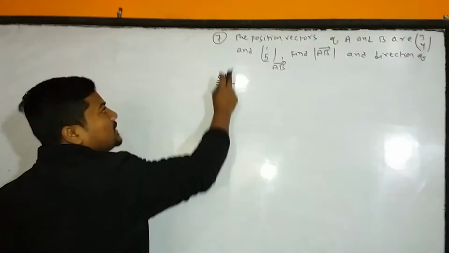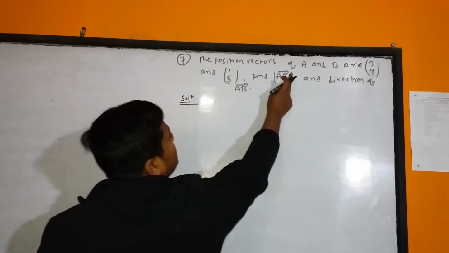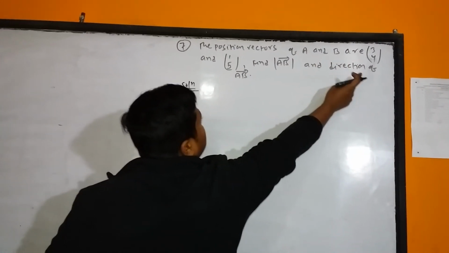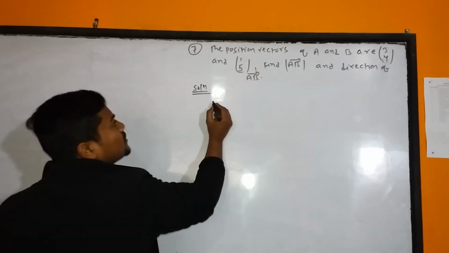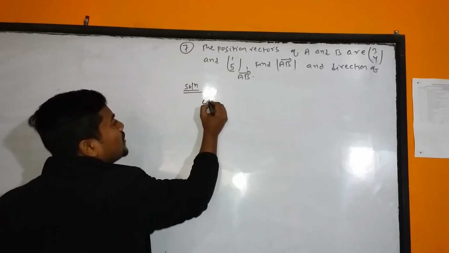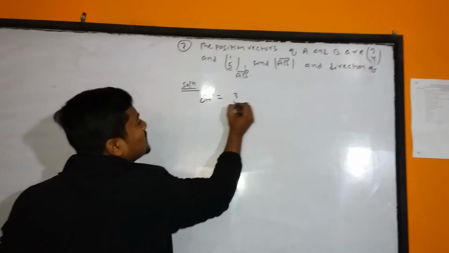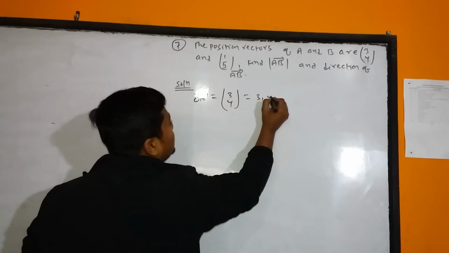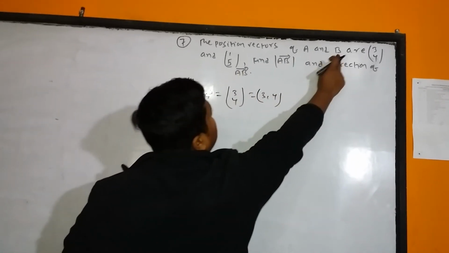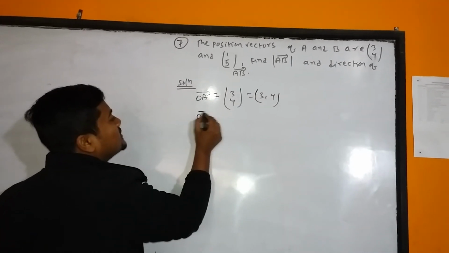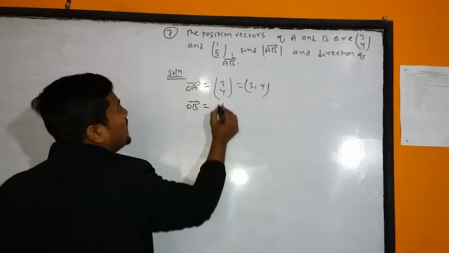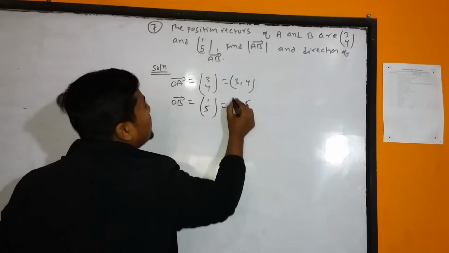In question number 7, the position vectors of A and B are 3, 4 and 1, 5. So position vector of A and B means what? OA vector is given 3 4, it means 3 comma 4, and position vector of B means OB vector, and OB vector is given 1 5, it means 1 comma 5.